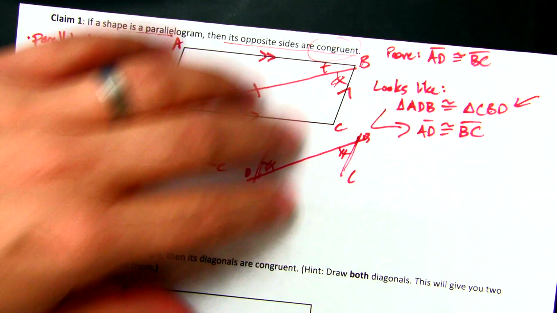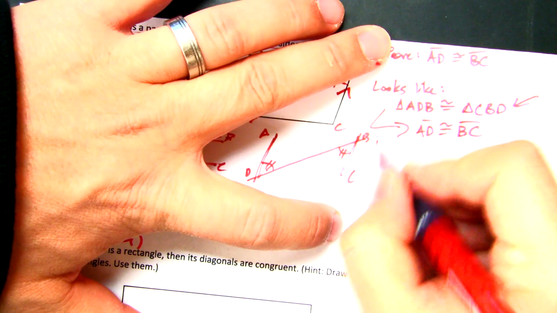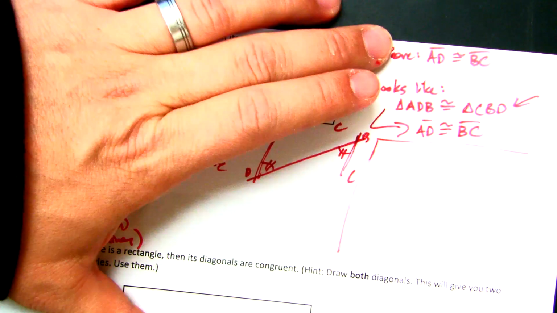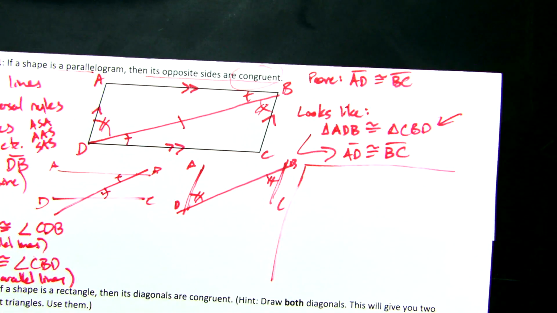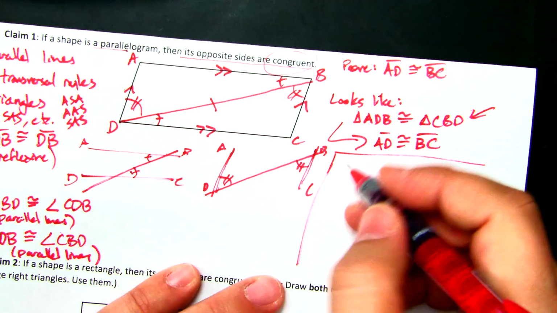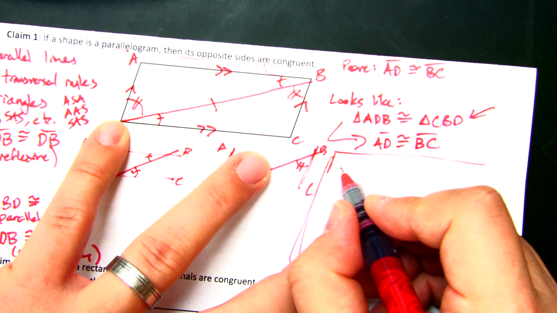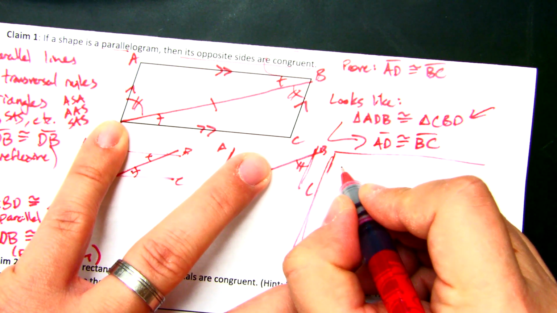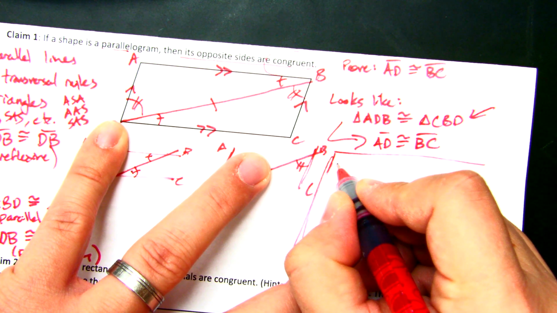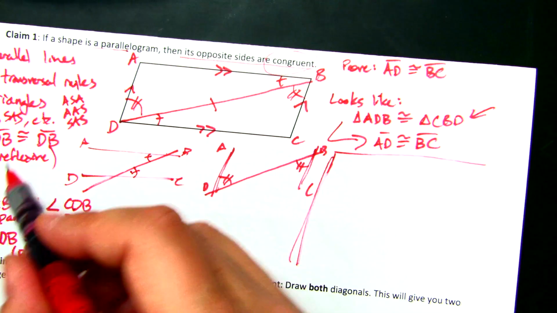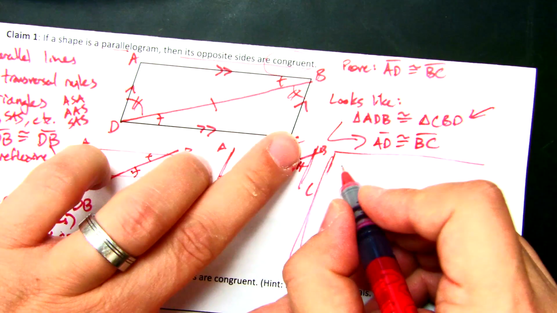Let's sum up. So here's my little, it's not a proof, sometimes we call this a paragraph proof. This is even going to be less formal than a paragraph proof. But I'm going to write it like this. So what theorem did we use? We used angle, side, angle.